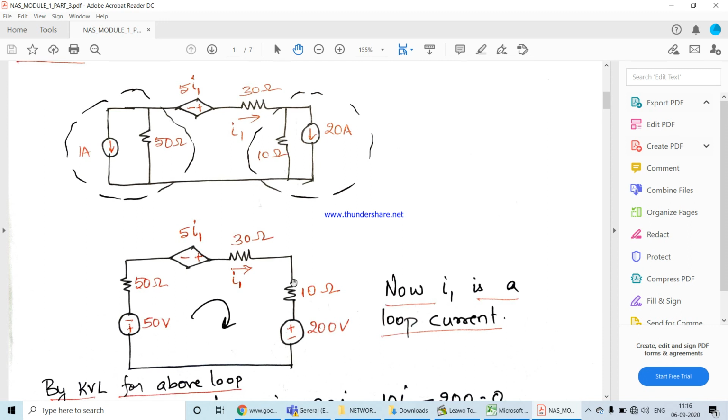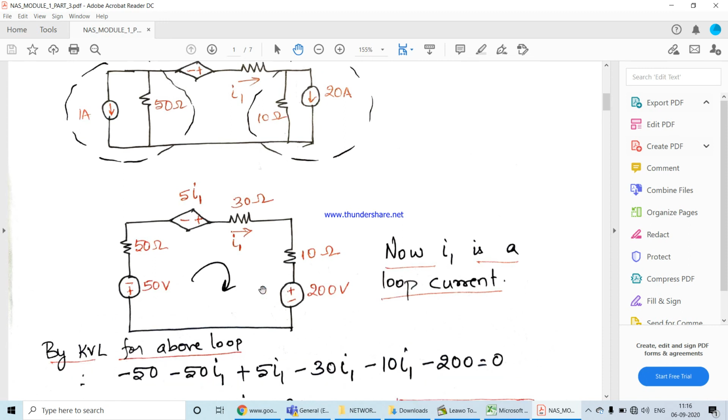So how to find out total current I1? If you want to find out total current I1, let us apply KVL here. For that, we should take the direction of the current. Anyway, in the question it's given clockwise, so we'll assume the direction of the current to be clockwise. So the current flowing from plus to minus polarity towards 50 volts, so I will write minus 50.